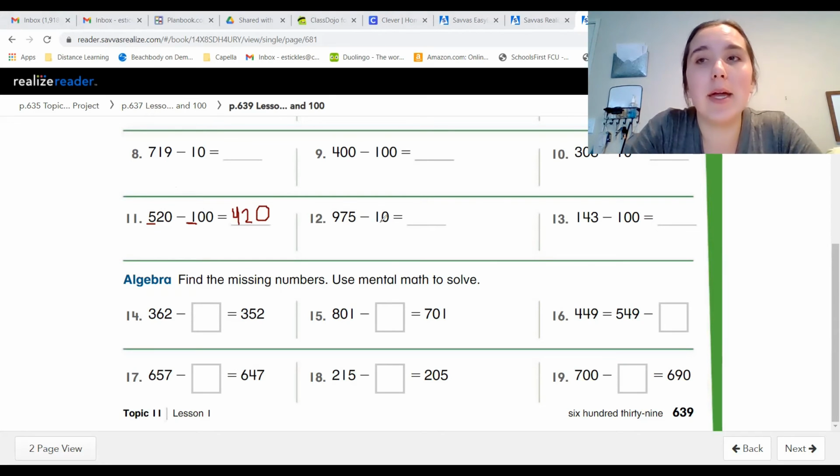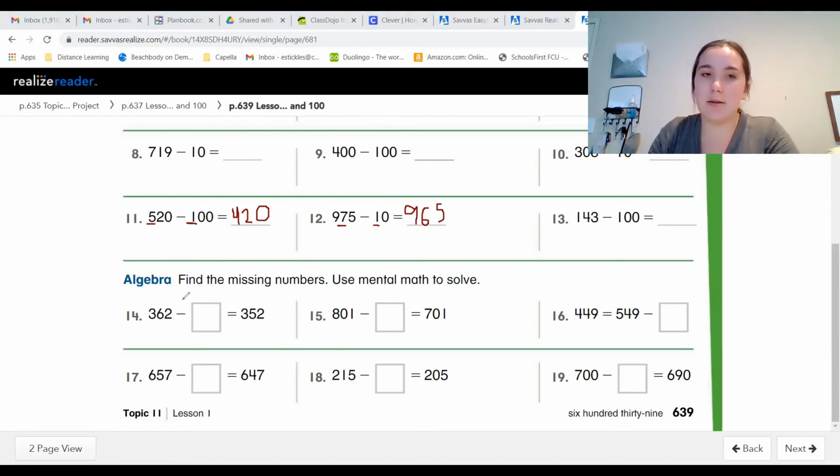Okay, 975 minus 10. So in 975, I have 7 tens, and I'm taking away one of them. So I'm still going to have 900s. I'm still going to have 5 ones because I'm not touching those. Only my tens place is going to change. So 7 minus 1 would be 6. So 7 tens minus 1 ten equals 6 tens. 975 minus 10 would equal 965.